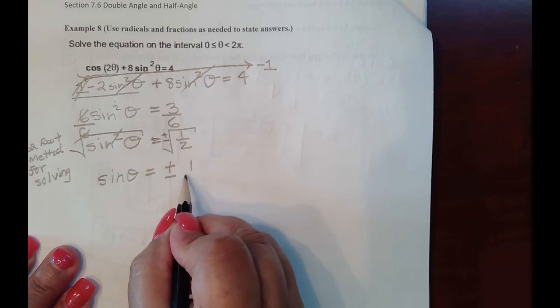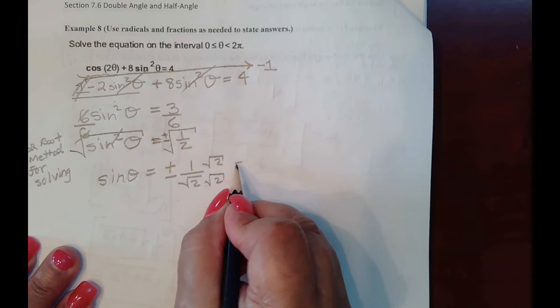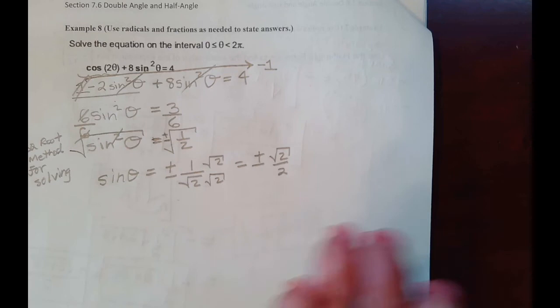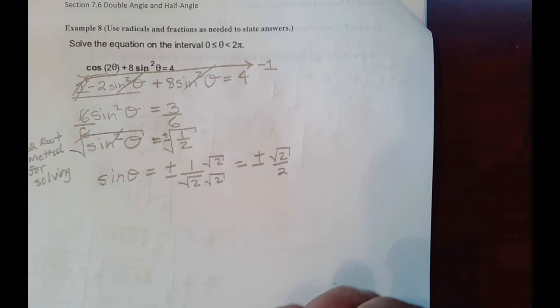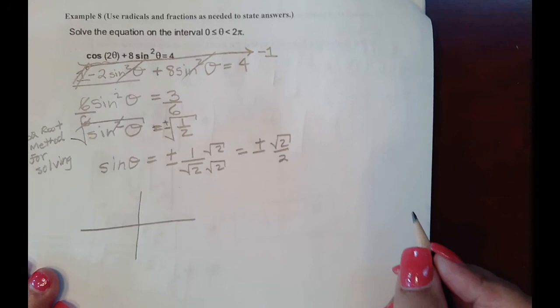Square root of the bottom looks like that, and you might recognize it a little bit better if I rationalize it. If I multiply both the top and the bottom by square root of 2, it's plus or minus square root of 2 over 2. So what kind of triangle has a sine value that's either positive square root of 2 over 2 or negative square root of 2 over 2? It would be the 45 degree triangles. So let's see all the places that we would actually have a solution.